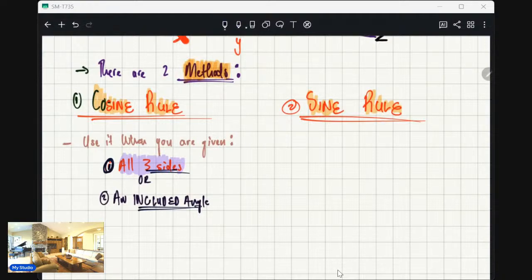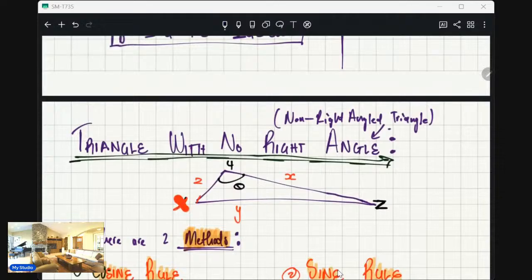Or it may not have all three sides. It may have an included angle. If you have an included angle, you tick again the cosine rule. Included angle, we said, is an angle that is sitting inside two sides that you know. Are you listening to me? So tell me the conditions for the cosine rule. Tell me the three conditions, or tell me the possible cases.